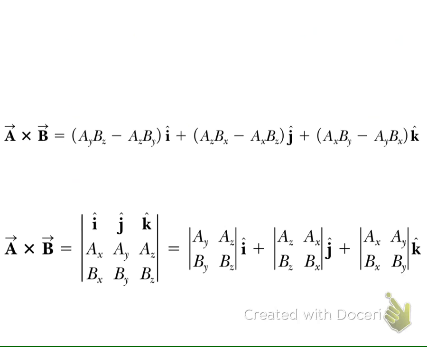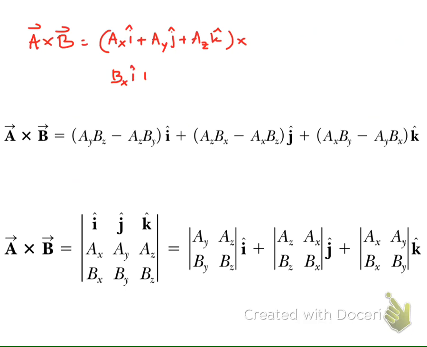The process is that we have A cross B is equal to (AXi plus AYj plus AZk) cross with (BXi plus BYj plus BZk).